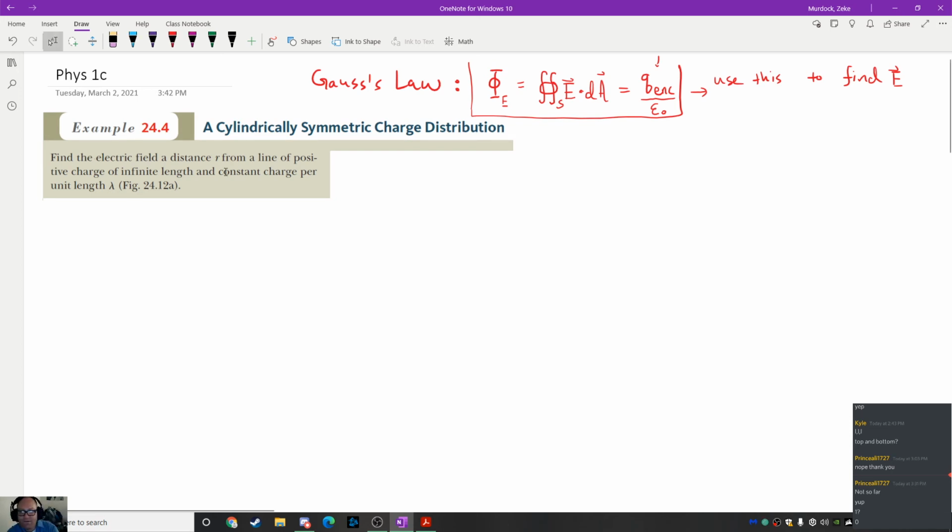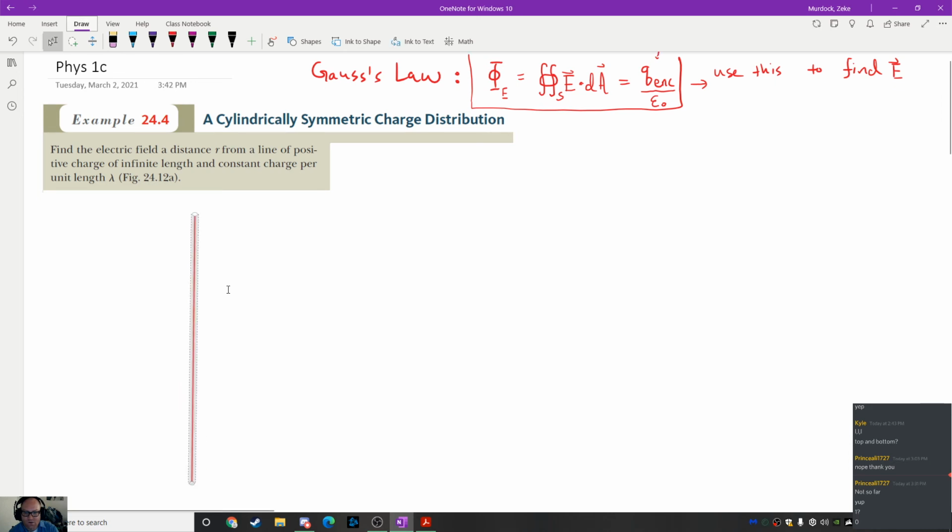It says, find the electric field a distance r from a line of positive charge of infinite length and constant charge per unit length, lambda. So, an infinitely long line charge. This is something we actually talked about in the last chapter last week. We calculated, if you remember, the electric field for an infinite line charge. If you look back in your notes, you can see what the answer was, and we'll see if we can get the same answer.